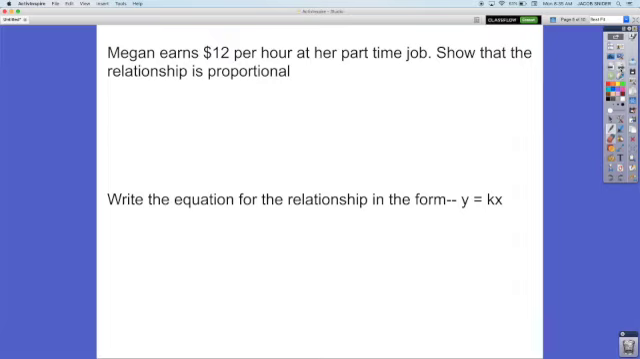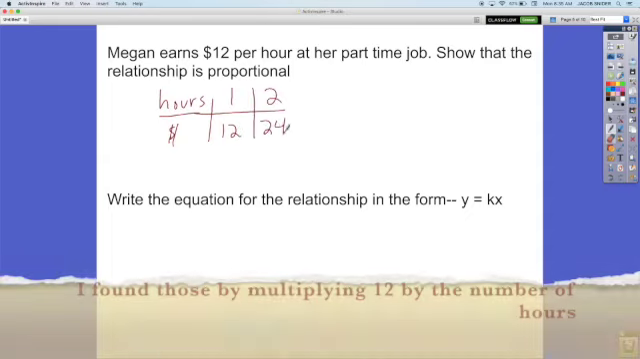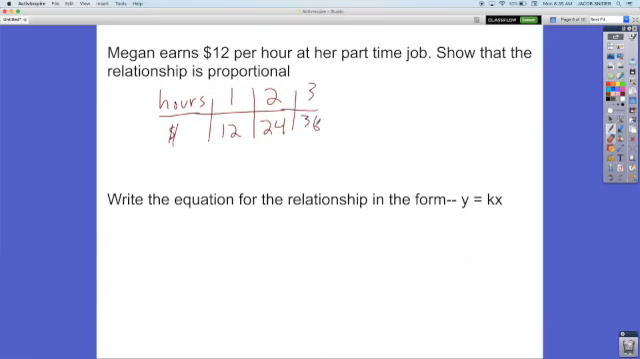Okay, let's talk about this for a second. Megan earns $12 per hour in her part-time job. Show that the relationship is proportional. So how can I show that? Well, I have hours and how much she earns. She works 1 hour. How much money does she earn? She earns $12. She works 2 hours, she gets paid $24. She works 3 hours, $36. Each one of those would be my relationship there.